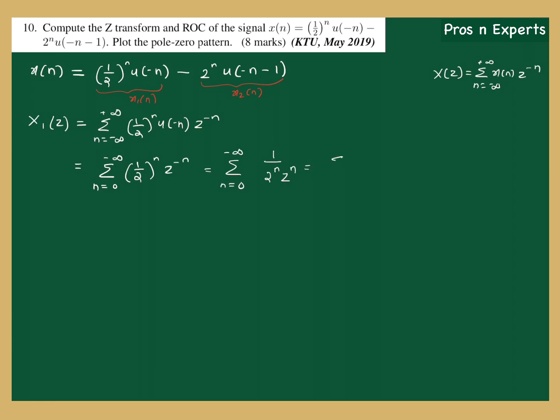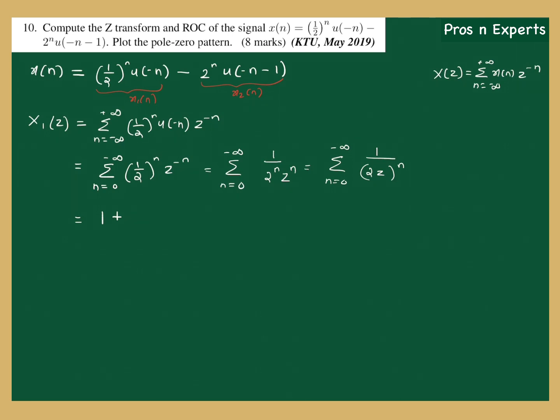So this is nothing but sigma n equal to 0 to minus infinity (1 by 2z) to the power n. On expanding, first put n equal to 0. So (1 by 2z) raised to 0 is 1. Anything raised to 0 is 1.